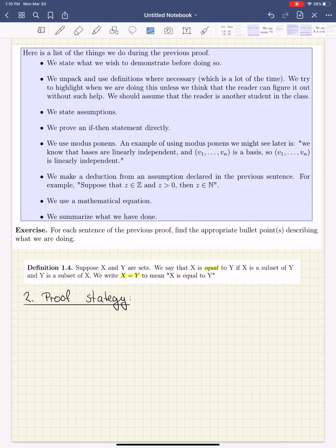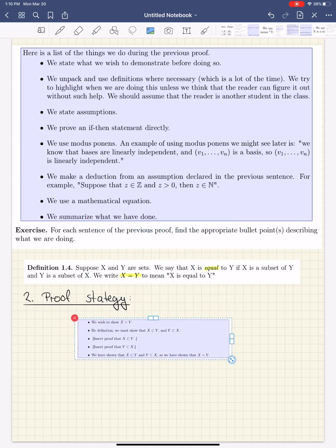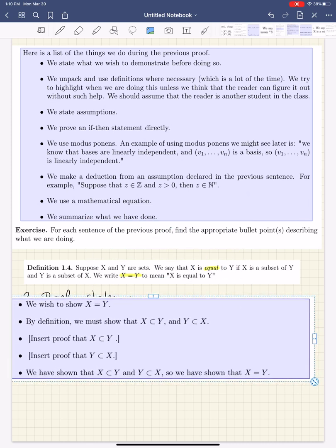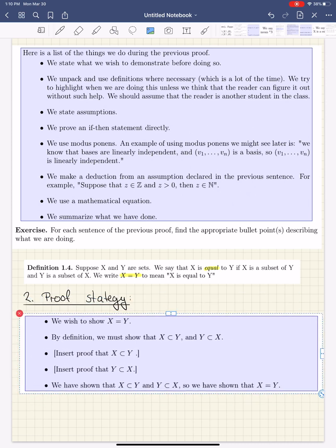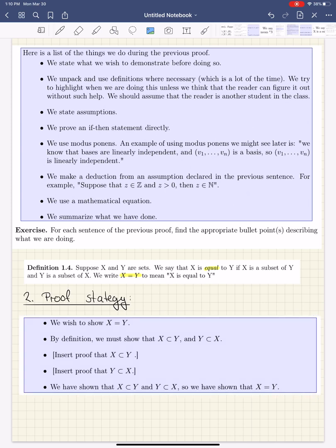And we want to write down how we want to prove that two sets are equal to each other. This looks fairly similar to what we've done before, but there's also something new coming in here. The first two bullet points are pretty much the same. We let the reader know what we want to show. So we wish to show X is equal to Y.